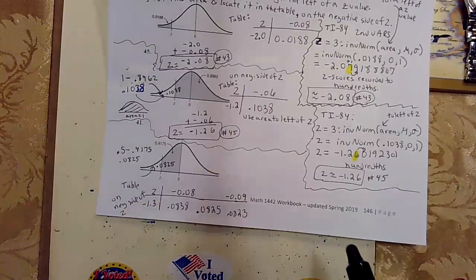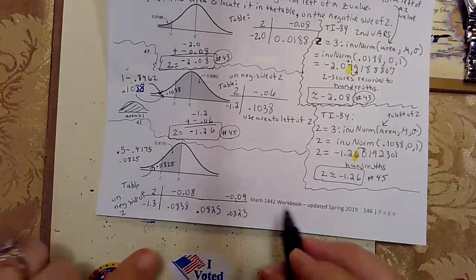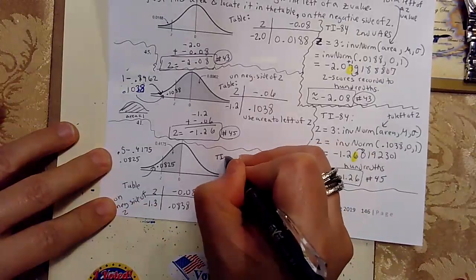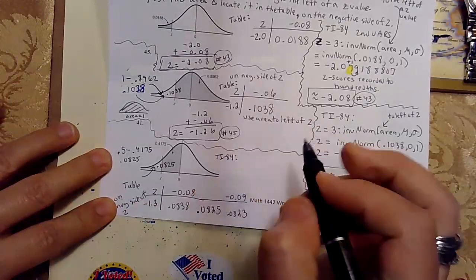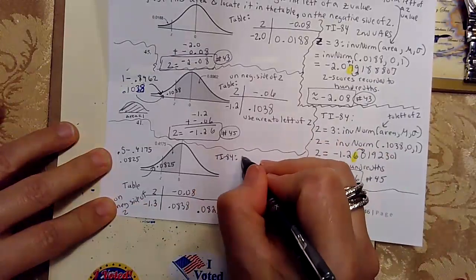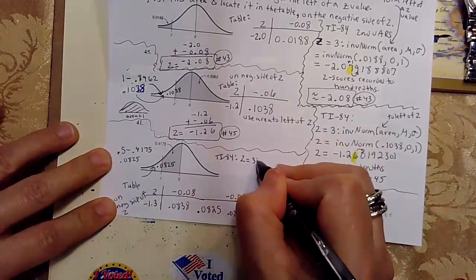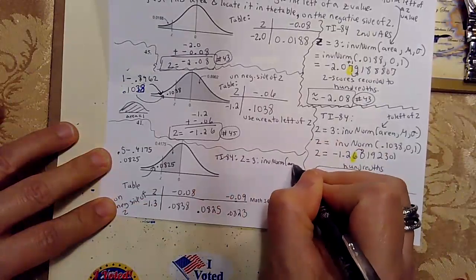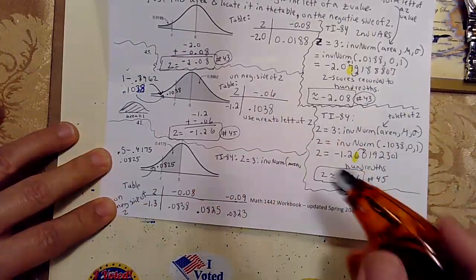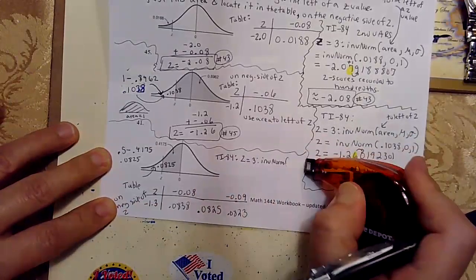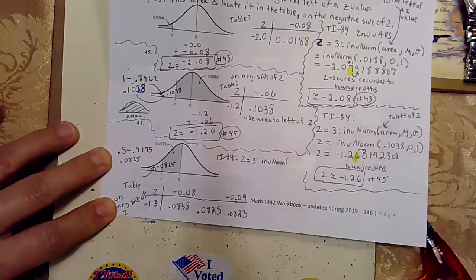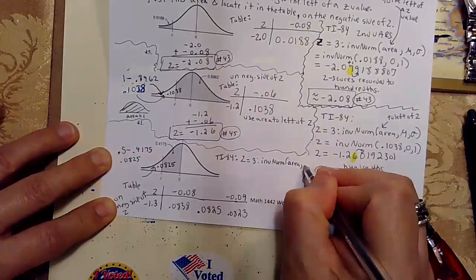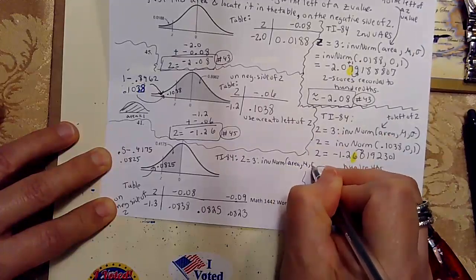But in the meantime, before we show you that on the table, we also know how to do it on the calculator. So right now we're going to use the calculator. We're going to do Z equals number 3, inverse norm, area, mu, sigma.